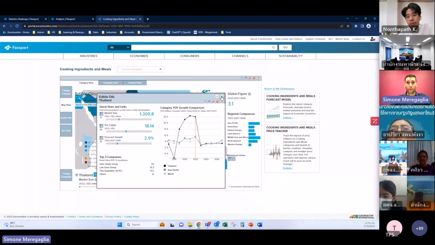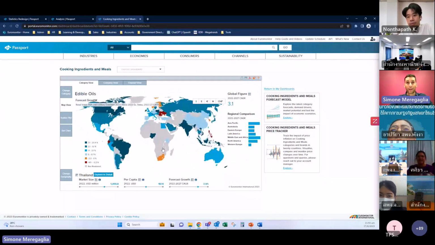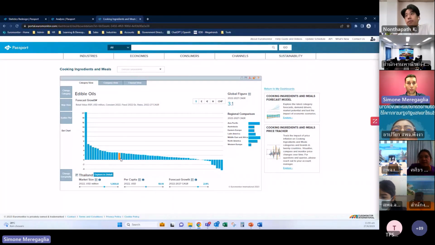And then, of course, if I want to understand which one is the fastest growing country in the whole world, I don't need to go with the mouse on each of them. I can just go into bar chart where in orange will be the one I selected, Thailand, but the first one will be the fastest growing, which is Pakistan. And then we have Nigeria, Estonia, etc.